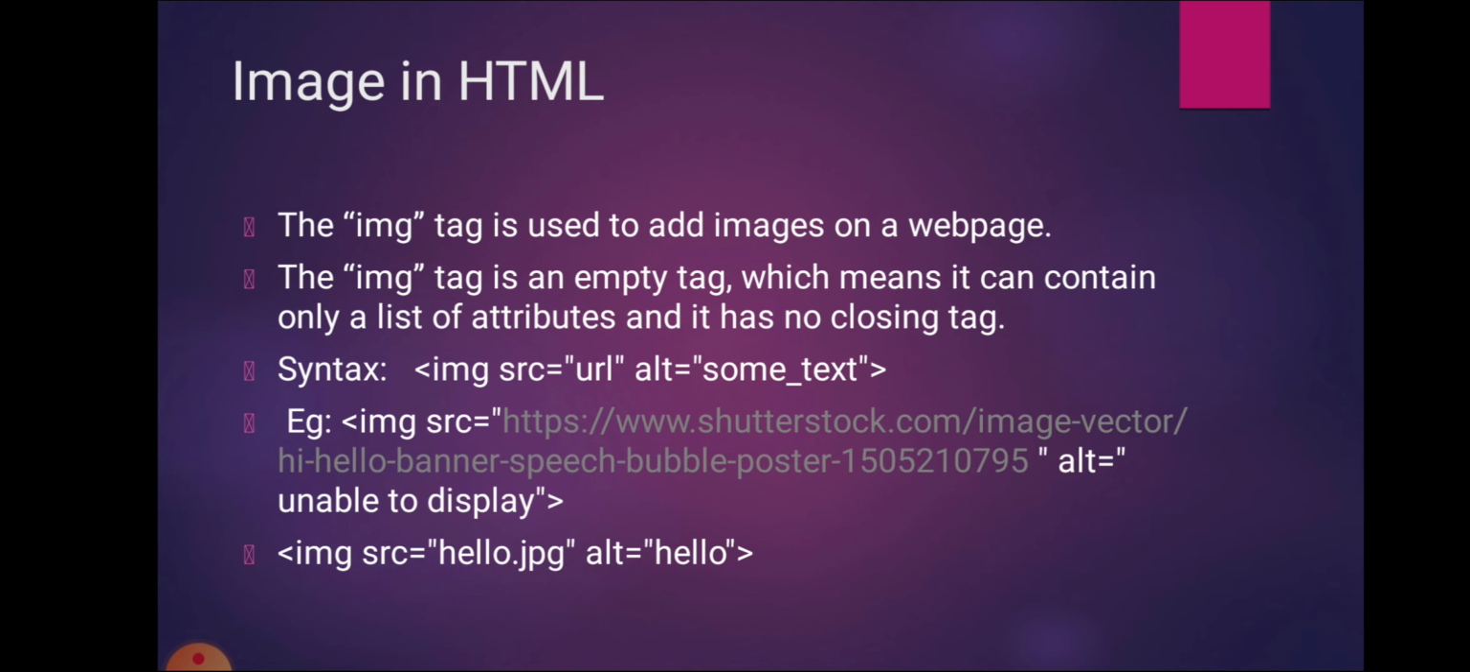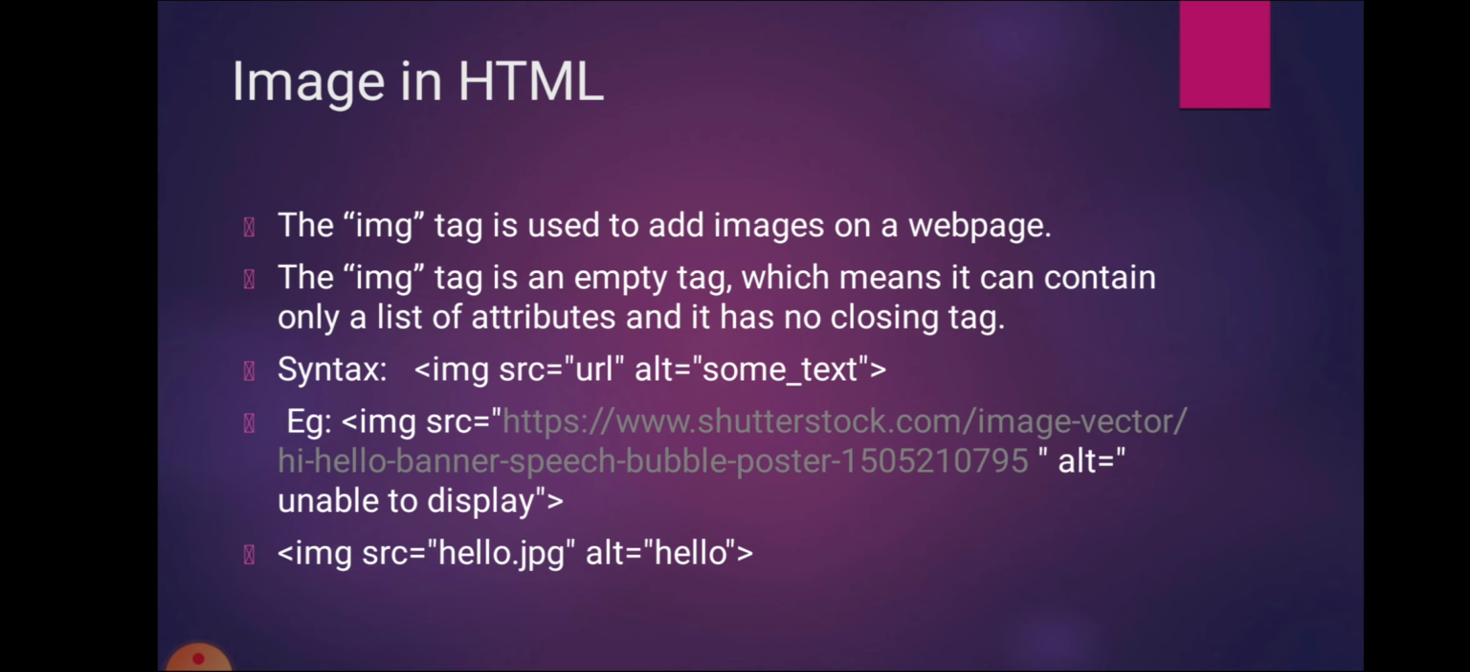We use different attributes of img. The first attribute is src, meaning the source of the image file. Img src is equal to whatever the URL or location of the image we need to add. Alt means alternate text. Alt is equal to some text. Here src is compulsory, meaning we have to add it. Without adding src we cannot add an image on the web page, but the alt attribute is not necessary, it is optional.